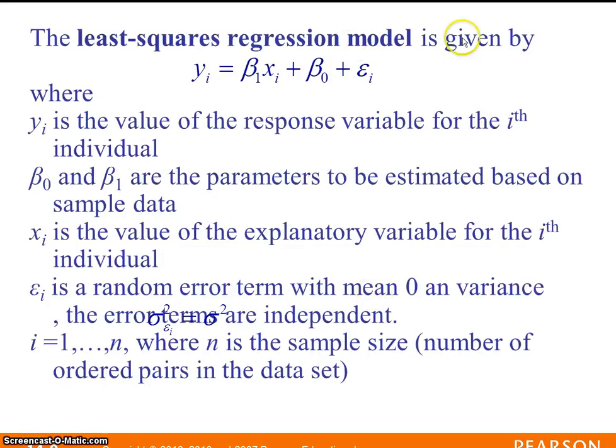So the least squares regression model is given by the following equation, where y sub i is the value of the response variable for the ith individual, beta sub 0 and beta sub 1 are the parameters to be estimated based on the sample data, x sub i is the value of the explanatory variable for the ith individual, and epsilon sub i is a random error term with mean of 0 and variance sigma squared. The error terms, I guess that got messed up on this slide, are independent. And again, i ranges from 1 to the sample size, so the number of ordered pairs or data points in your set.